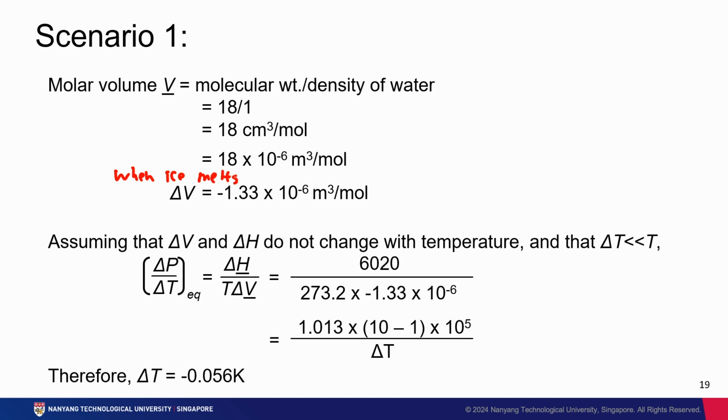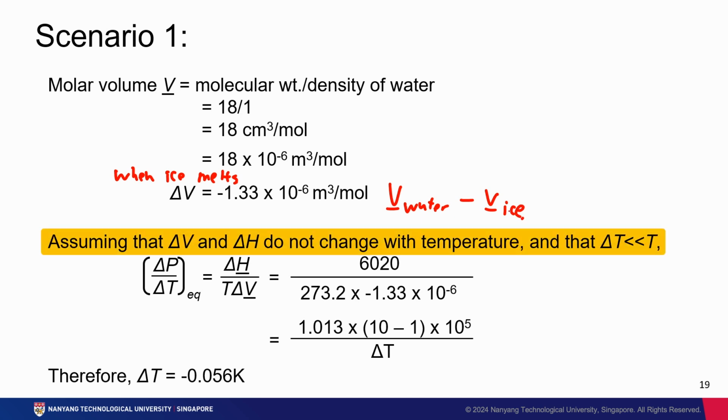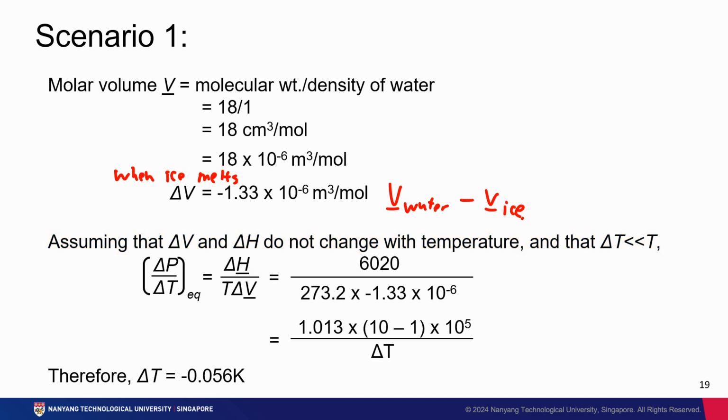which is delta V. So this is the molar volume of water minus the molar volume of ice. Now, assuming that dV and dH do not change with temperature, and that dT is a very small change with regard to T, and hence we do not need to integrate, we can then substitute the values into the Clausius-Clapeyron equation.